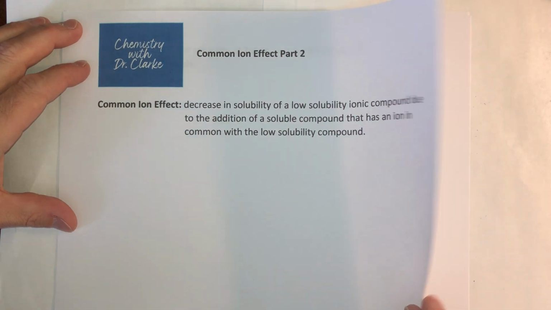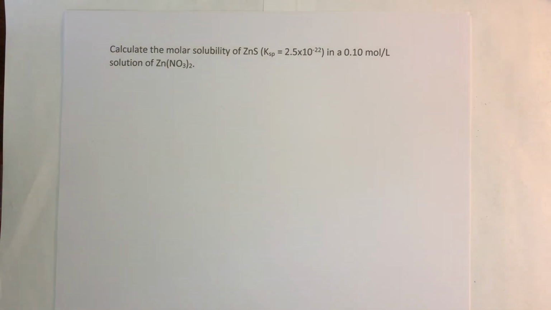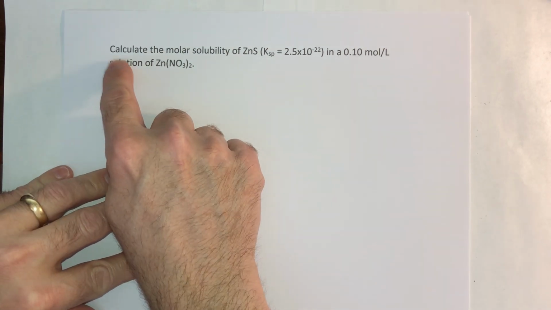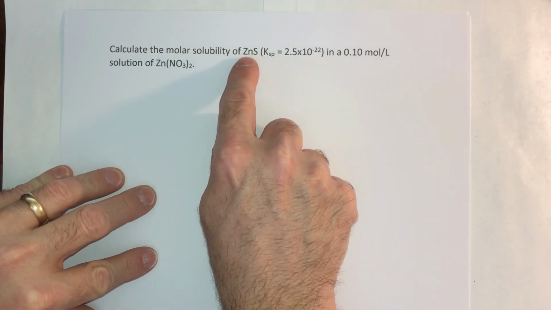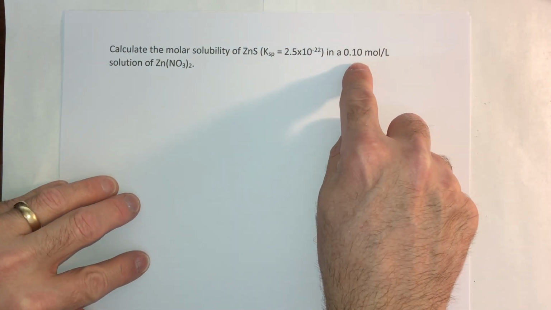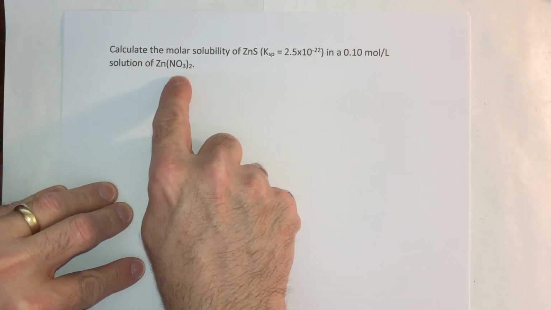The easiest way to do this is by looking at some examples. If we look at this particular one, it asks us to calculate the molar solubility of zinc sulfide. It gives me a Ksp value, in a 0.1 mole per liter solution of zinc nitrate.